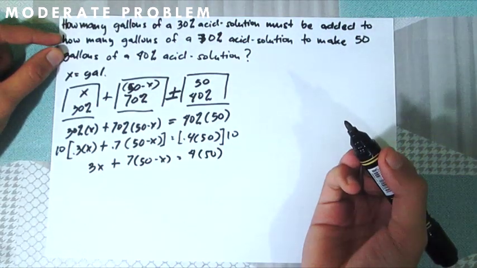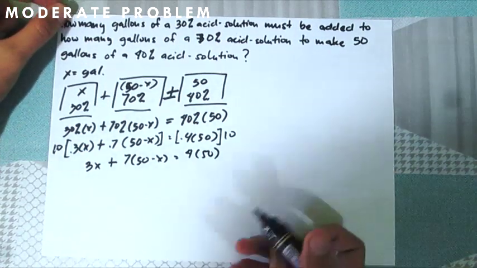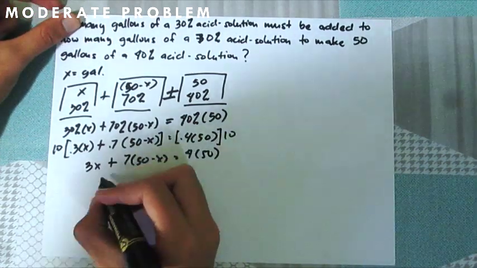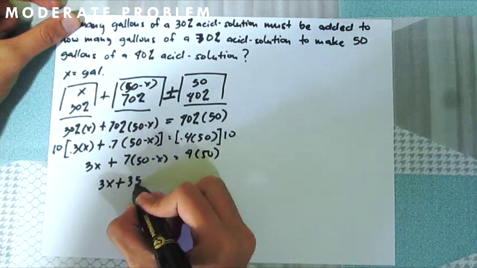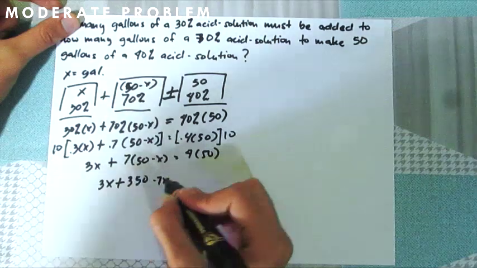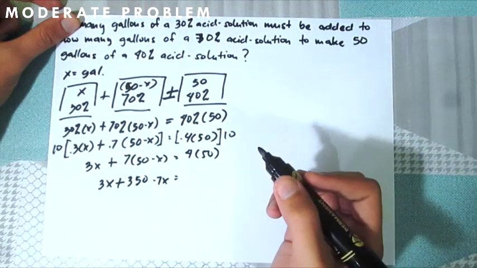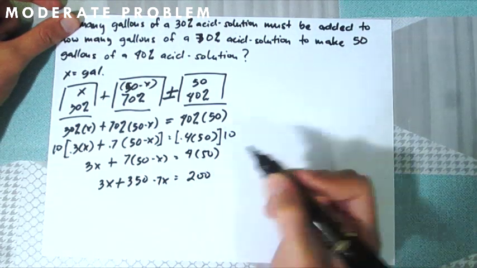So we need to multiply all. So 3x plus 7 times 50 is 350. 7 times negative x is negative 7x. So that equals 4 times 50, which is 200.